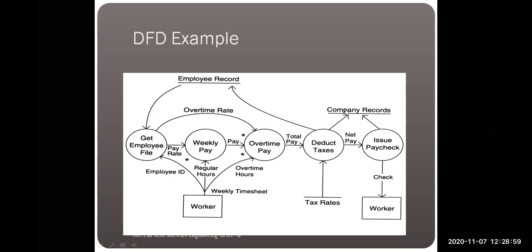What details will be stored in the company records? The check details will be stored in the company records, like the check number and the person ID, that is, the employee ID to whom it has been given. All these details will be stored in the company records. So this is an example of a DFD diagram.